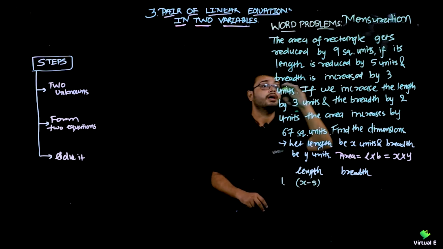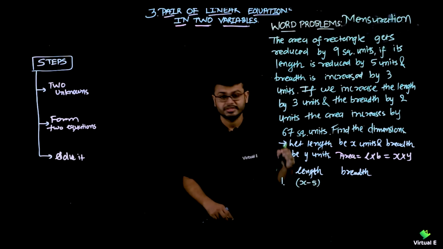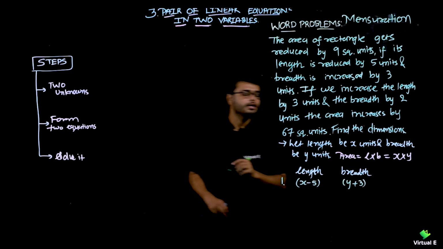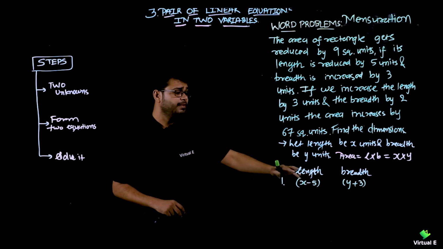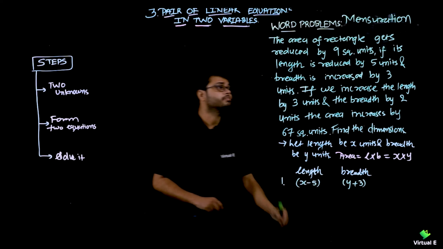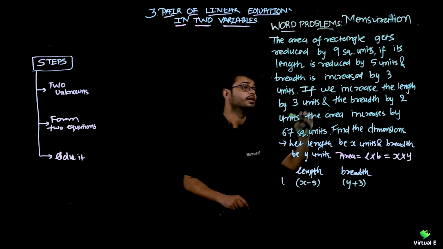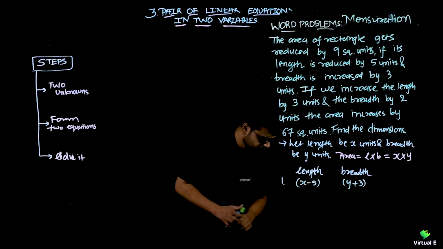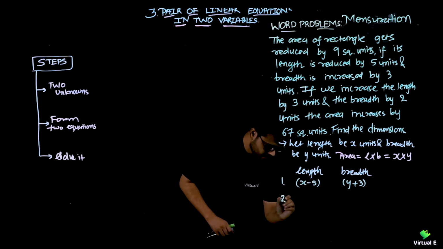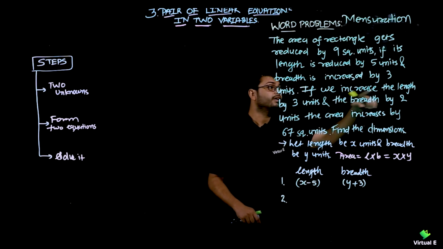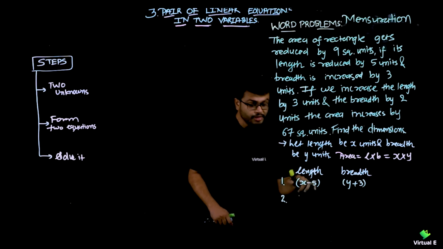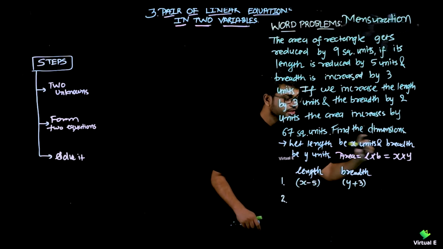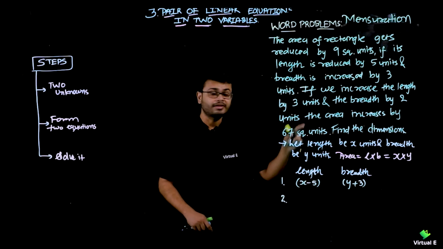And what about the breadth? Breadth is increased by 3 units. So I will be adding 3. So y plus 3. Done? That's the first condition. If you multiply, we will get the area. Simple. Let's do it for the second condition. If we increase the length by 3 units, okay, so in the second condition, we need to increase. Remember, don't do any kind of changes in this one. I told you to keep the reference length and breadth. We will do the change in that one only, right?